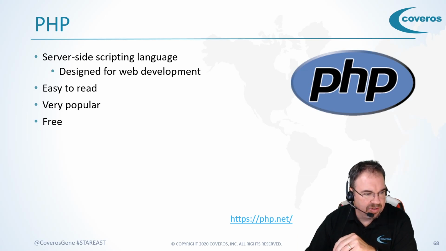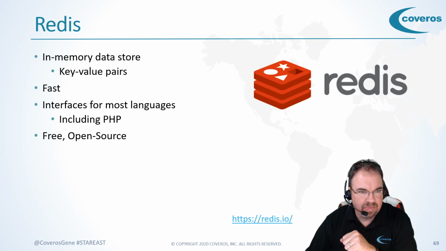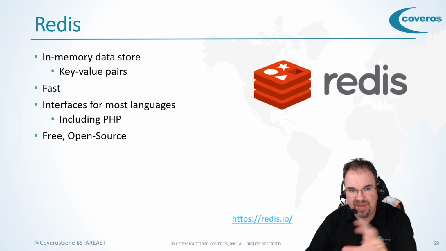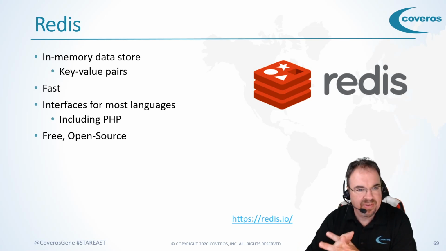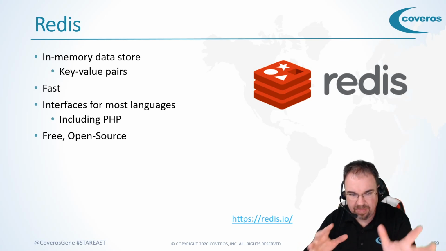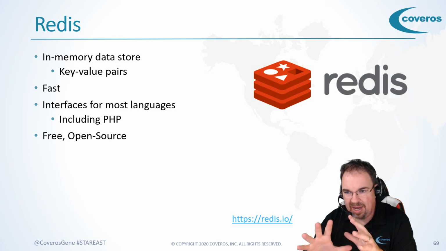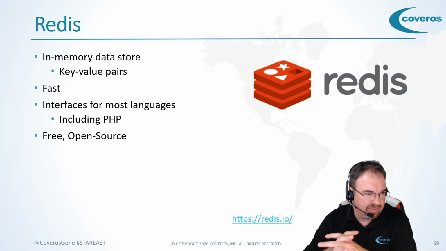We're also going to use this other free open source tool called Redis. It's a name value pair data store. Really popular on the web, very, very fast, lots of interfaces, including PHP, which is why we choose it. But something very easy to do.